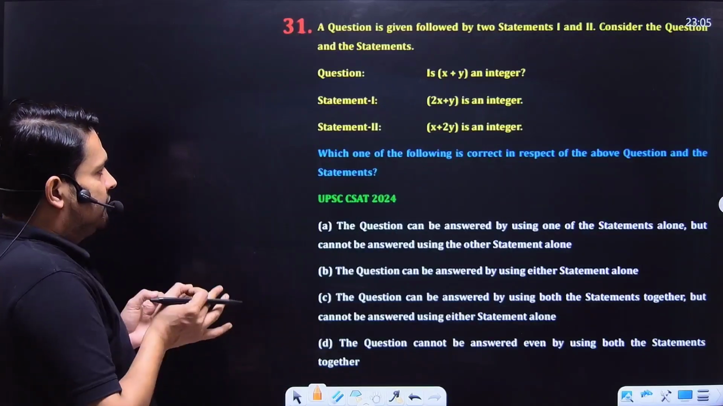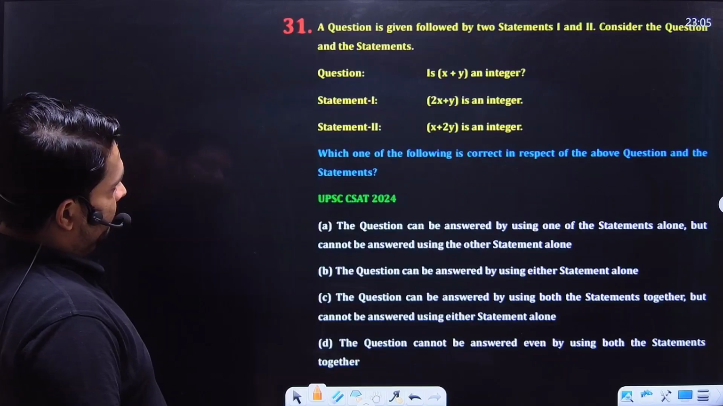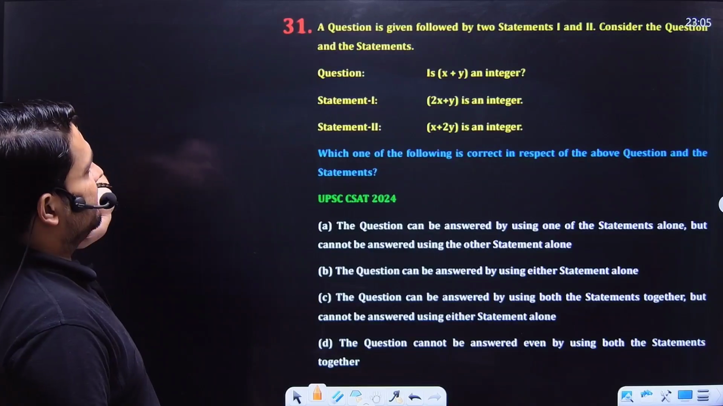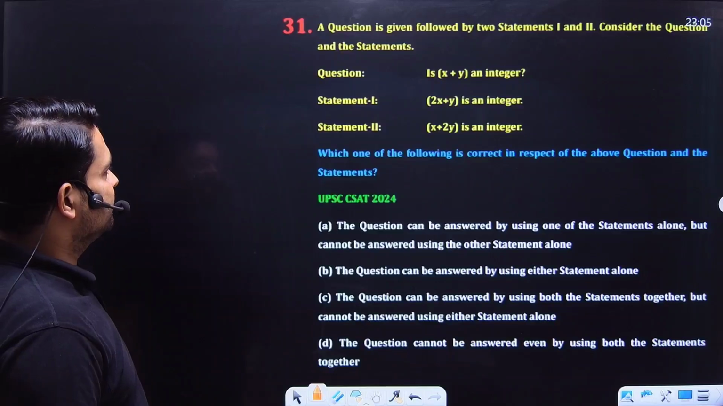Again, a beautiful question asked by UPSC in CSAT 2024. A question is given, followed by two statements, first and second. Consider the question and the statements. The question is: is x plus y an integer?